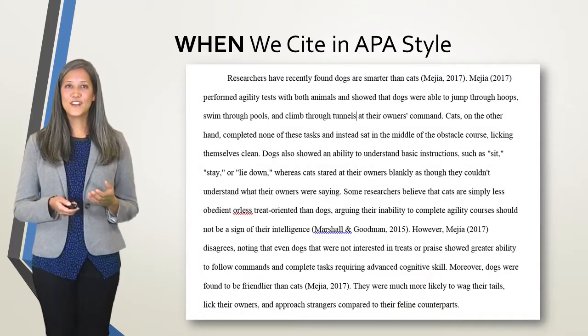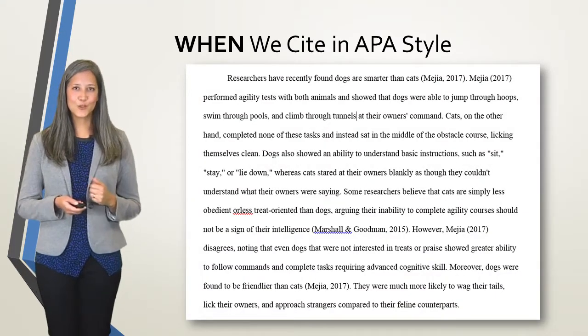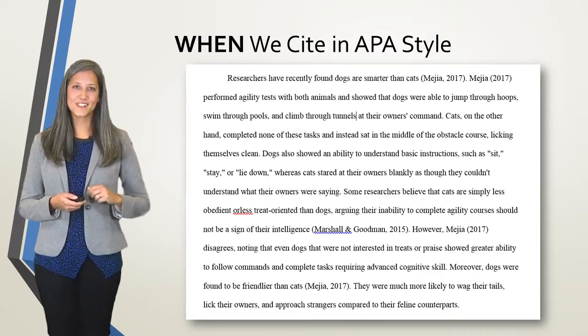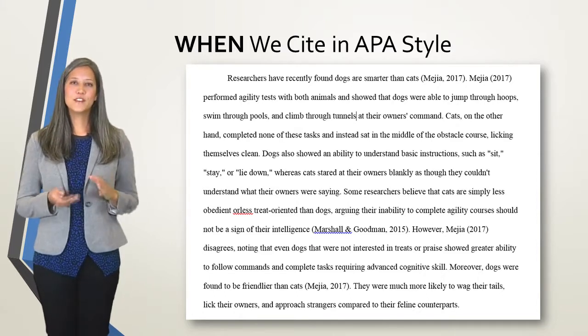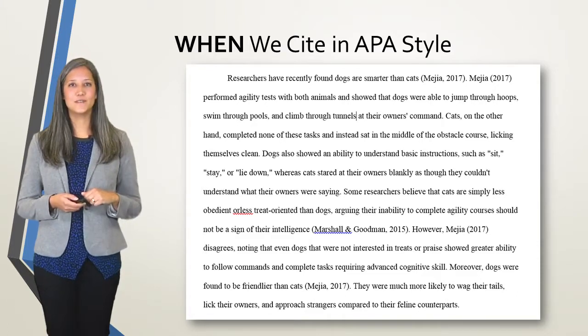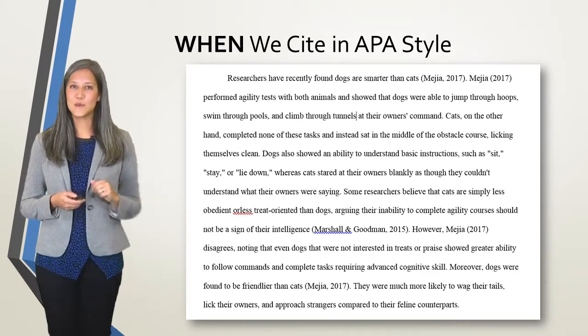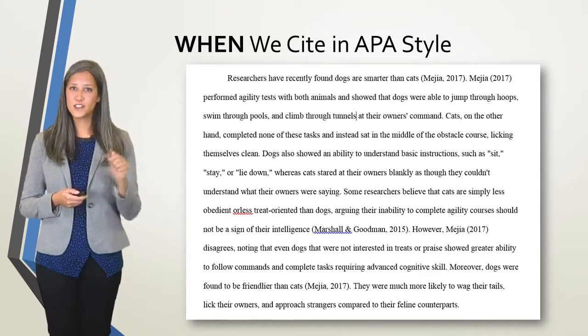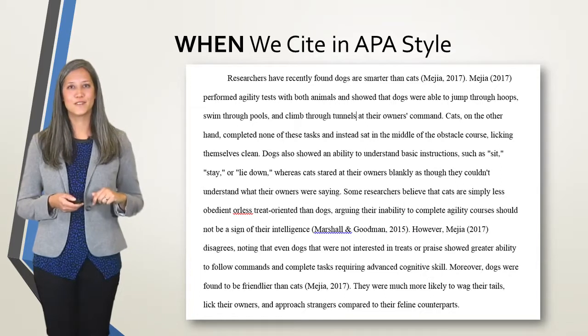I've created another fictitious paragraph to illustrate these rules about when to cite your sources. Researchers have recently found dogs are smarter than cats (Mejia, 2017). Here I mention the citation as soon as I mention a claim that needs to be backed up by research evidence. Dogs are smarter than cats, I cite my source.